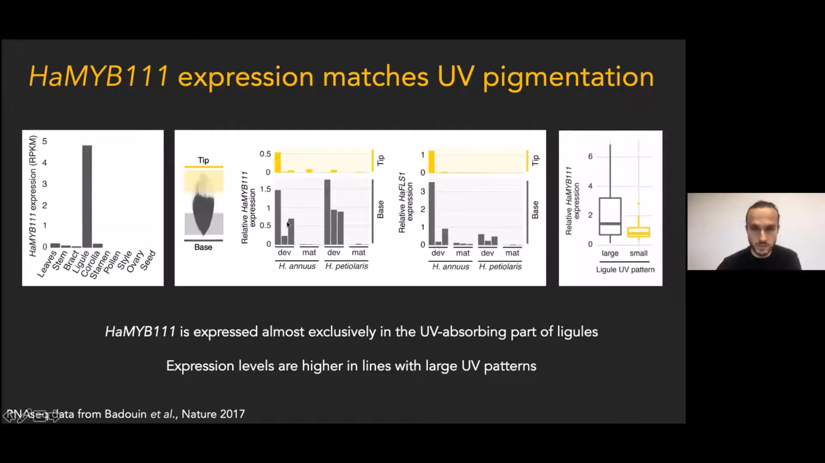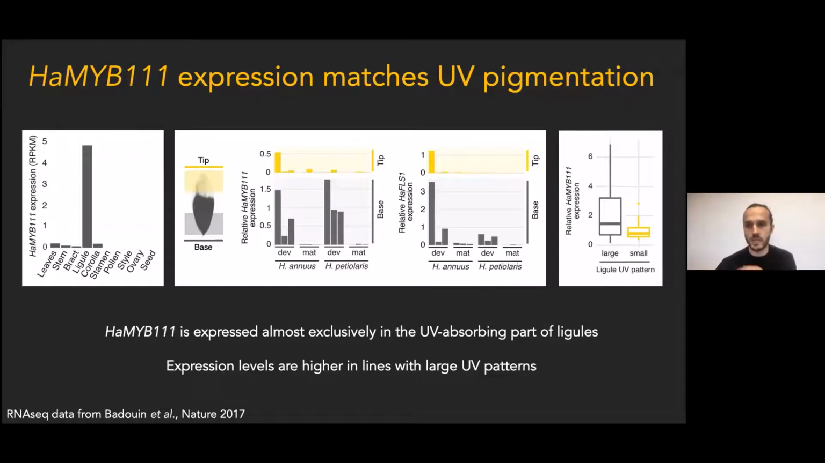And we observe this pattern both in annuus and in petiolaris, and we observe a similar pattern also for another gene, FLS1, which encodes one of the main enzymes that controls biosynthesis of flavonol glycosides. And this gene is also known to be directly regulated by MIB-111 in Arabidopsis.